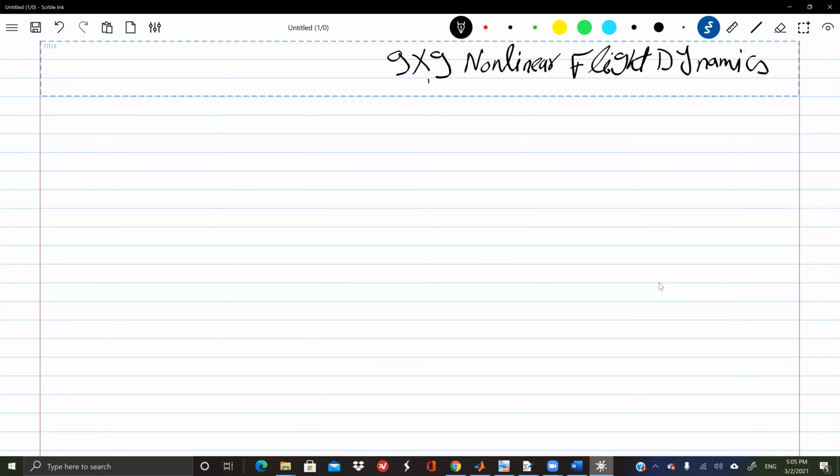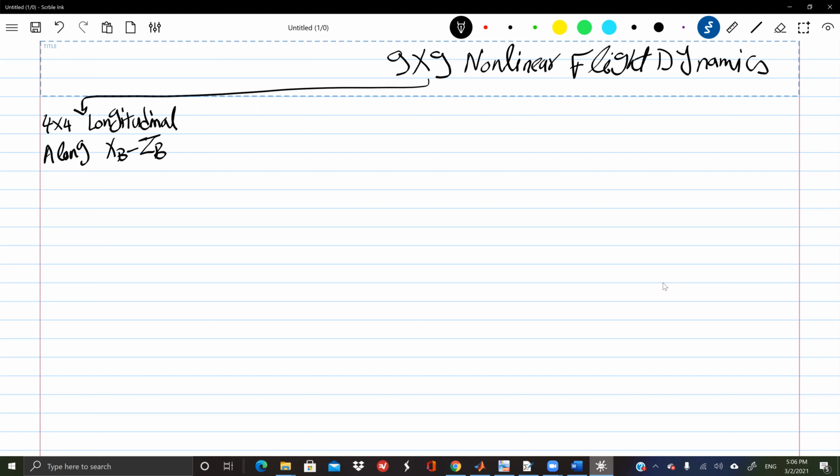So as usual, start with the 9x9 nonlinear flight dynamics, right? And we know that symmetry and linearization about symmetric flight condition led to decoupling of this 9x9 into 4x4 longitudinal flight dynamics. So this is any symmetric motion along the XZ plane of symmetry. And please stop me, whether you studied or not, please stop me anytime. So this is motion in that plane.